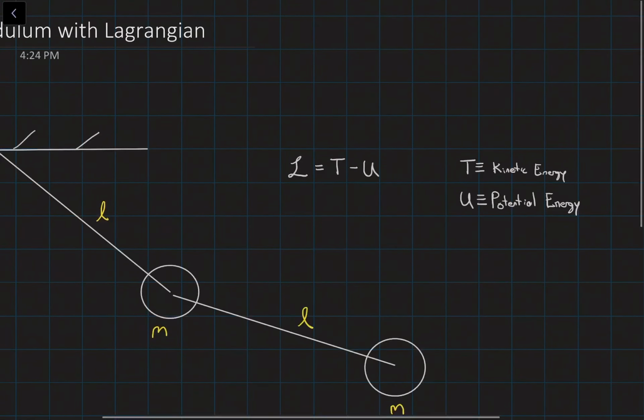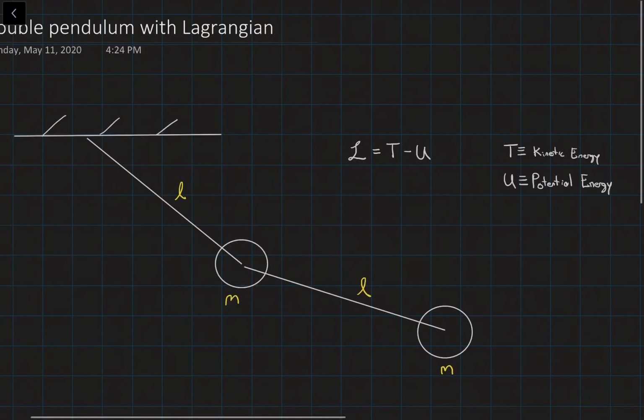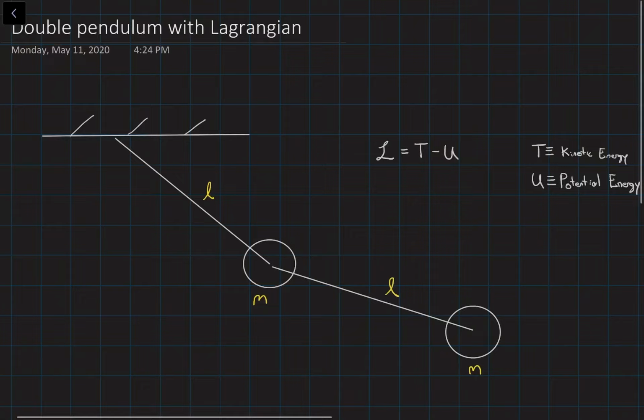So this is a really powerful technique because all we have to do is be able to write the kinetic energy and the potential energy in terms of generalized coordinates, and then we can get the equations of motion. So I'm going to show you how to do that.